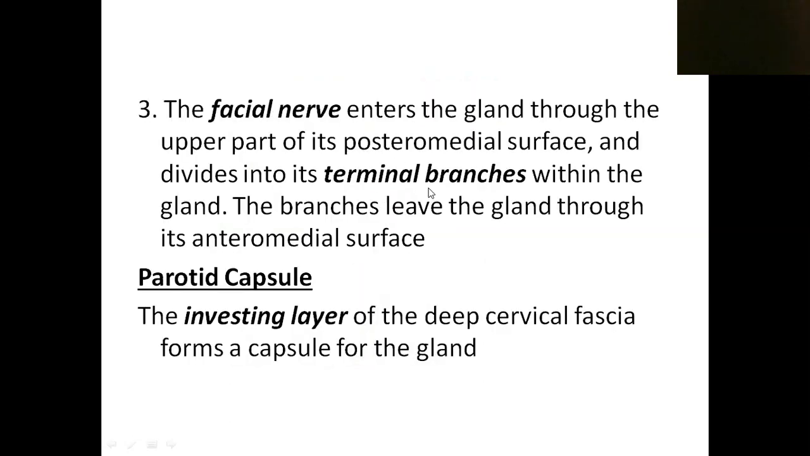So mainly 3 structures are seen inside the parotid gland. One is the external carotid artery and some branches. Then the second one is the retromandibular vein and some tributaries. Then the facial nerve and its terminal branches.